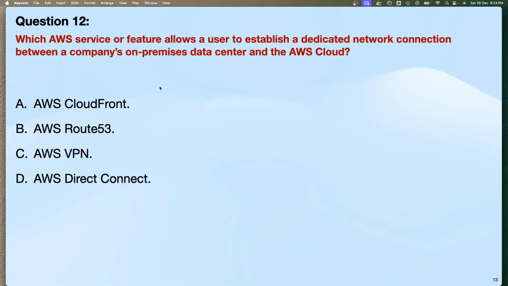Whenever you need a dedicated network, it is Direct Connect. And if you are okay to use the internet but you just want to encrypt the network, it is VPN. AWS VPN is cheaper and Direct Connect is expensive because it's a dedicated network and you will have enough bandwidth. But here they are asking for a dedicated network, so the answer is D.